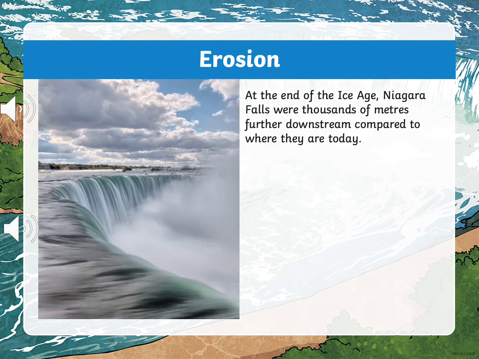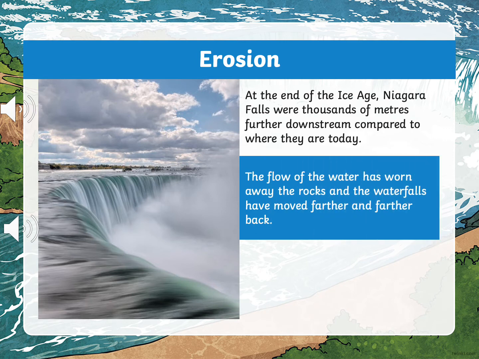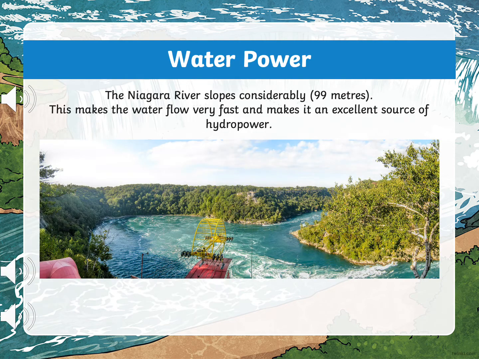Erosion. It's when the earth, the ground, moves. At the end of the Ice Age, Niagara Falls were thousands of meters further downstream compared to where they are today. The flow of the water has worn away the rocks and the waterfalls have moved farther and farther back.